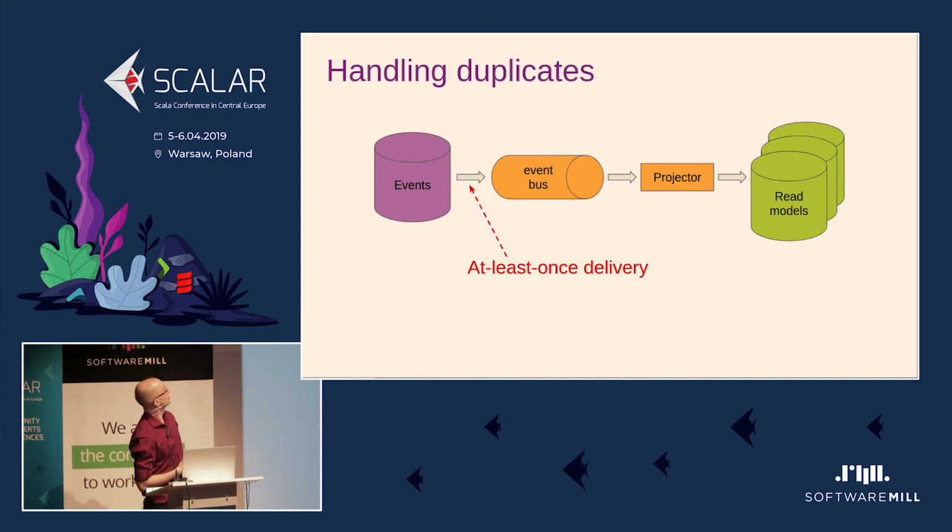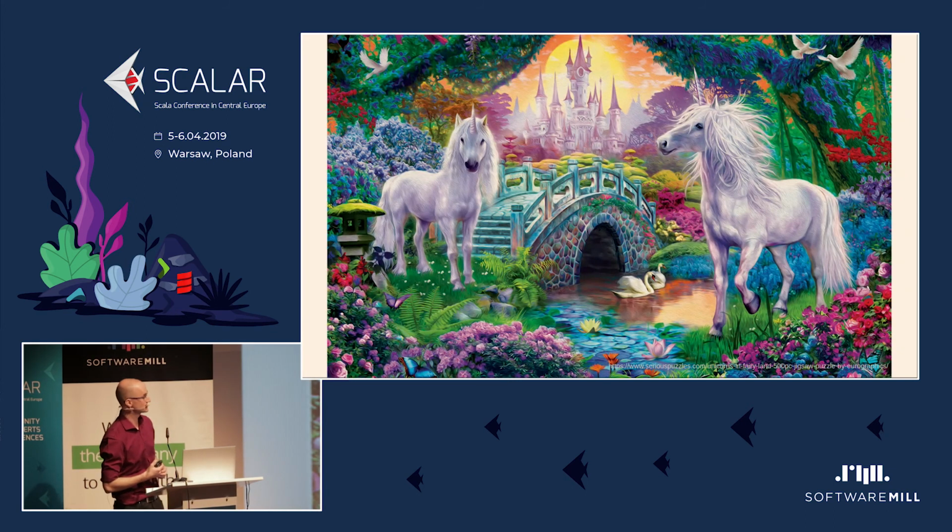Okay, next problem, handling duplicates. Oh my god, this is a nightmare in distributed systems. So let me tell you a story. This is a fairyland. This first unicorn is called exactly once delivery, and the second one is called transaction between two aggregates. None of them exist.